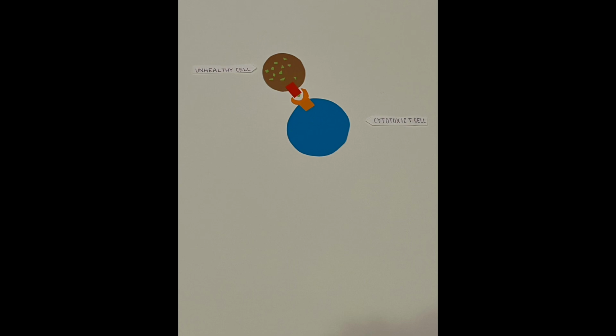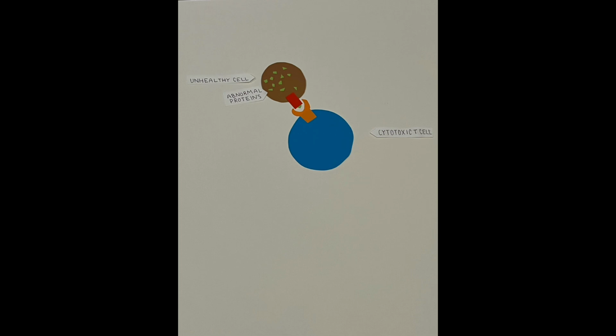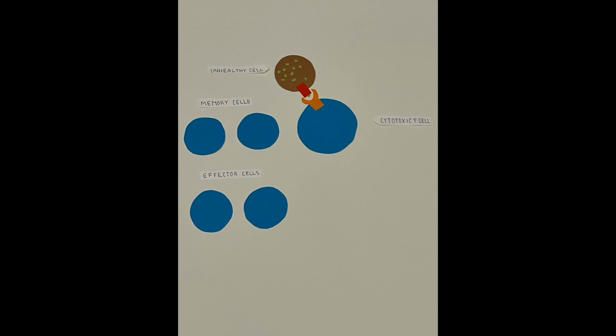Cytotoxic T cells are T cells that attack abnormal or unhealthy cells. This can be a cancer cell or a cell already invaded by a virus, bacteria, or other antigen. The cytotoxic T cell will bind to the MHC1 protein complex on the cell that has presented the abnormal proteins the cell has produced. This activates the cytotoxic T cell, producing more memory and effector cells.